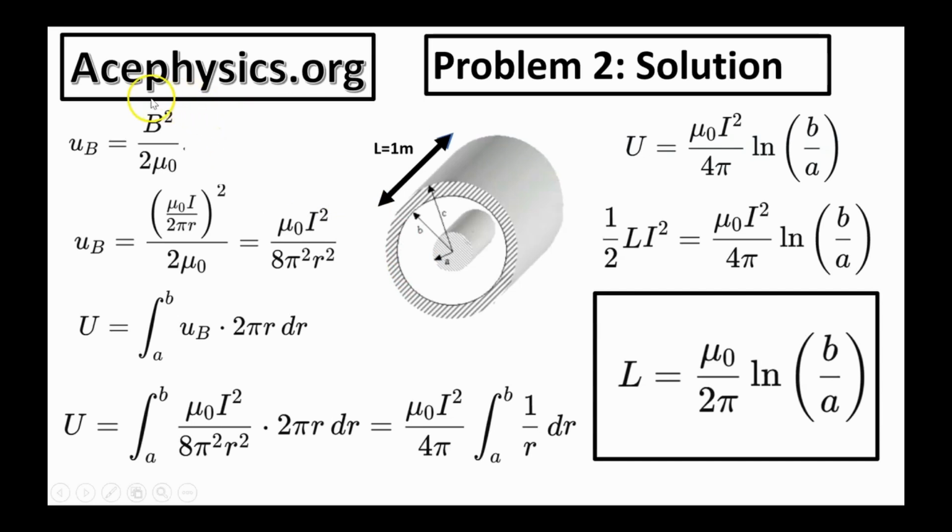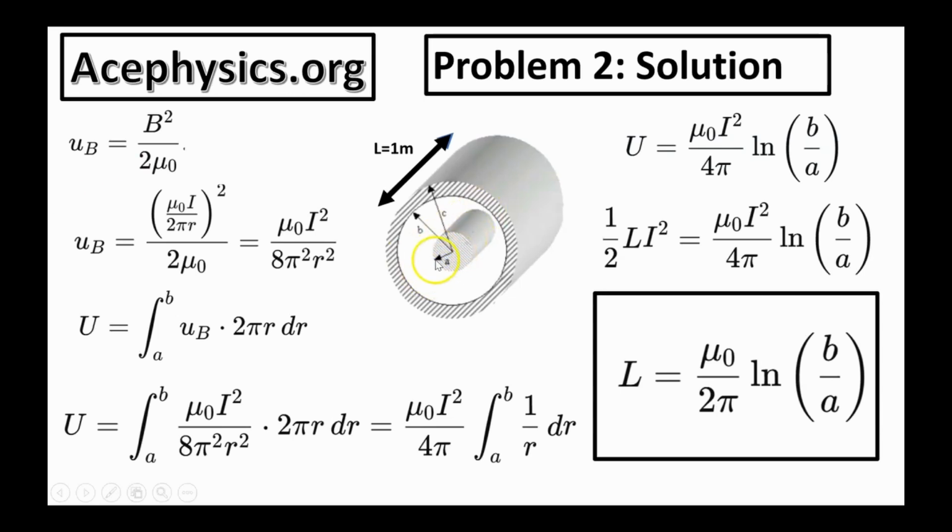To solve this problem, we use the fact that the magnetic field stores energy. The energy density, or energy per volume, in a magnetic field is B squared over 2 mu naught. B is the magnetic field strength, 2 is a constant, and mu naught is the permeability of free space.